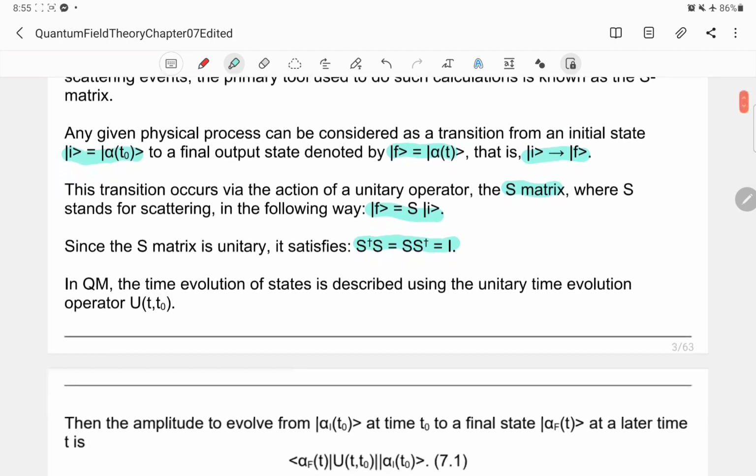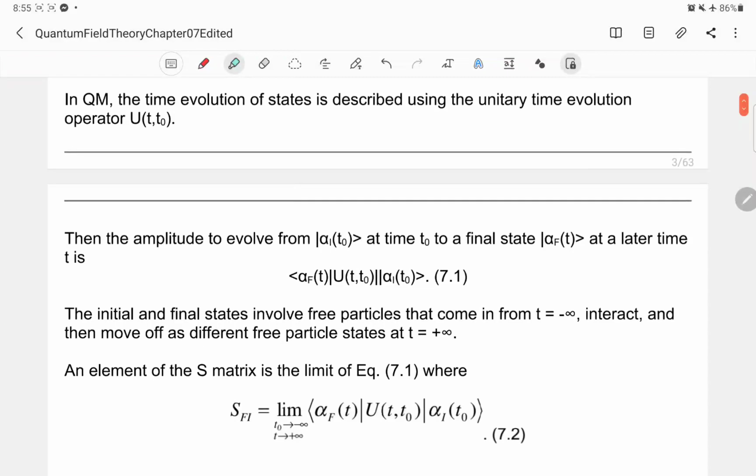We have learned from quantum mechanics that the time evolution of states is described using the unitary time evolution operator U(t, t_0). So the amplitude would have to evolve from this one, alpha_i at a time t_0, to a final state, alpha_f at t. And the amplitude would just be given by this.